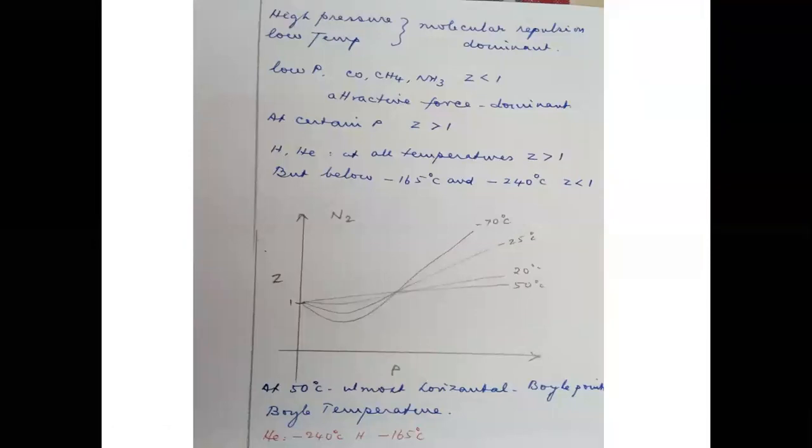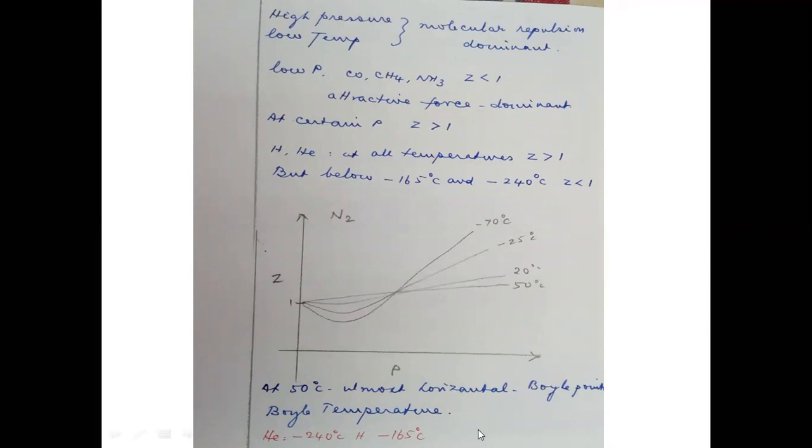Look here, at high pressure and at low temperature, molecules are very close, hence the molecular repulsion will dominate. At low pressure, look here, carbon monoxide, methane, ammonia, for them Z is less than 1, which means attractive force is dominating. So when pressure is high, repulsive force dominates. When pressure is low, attractive force dominates.